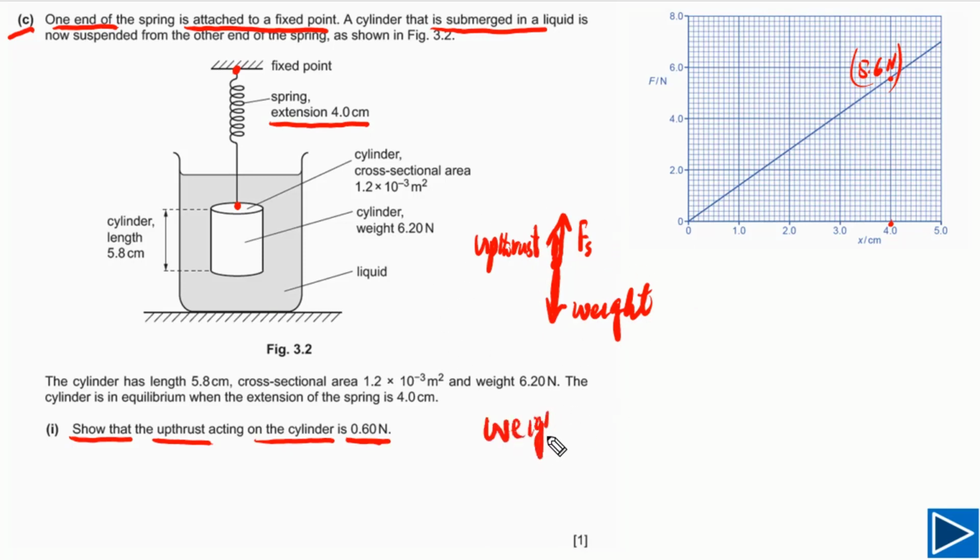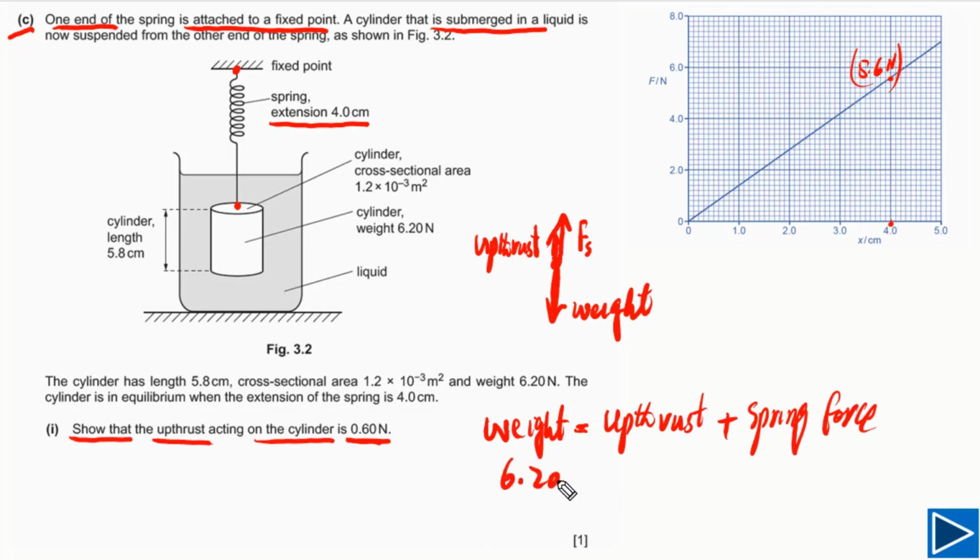As the cylinder is in equilibrium, the upward forces have to be equal to the downward forces. The downward force is the weight, and the upward forces are upthrust plus spring force. The value of the weight is given, that is 6.20. The value of upthrust is not given to us, but the spring force we have found, that is 5.6. Now if we solve this for upthrust, we can find its magnitude. In this case, the value of upthrust is 0.60 newtons.